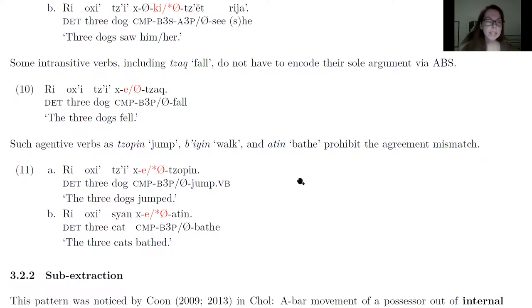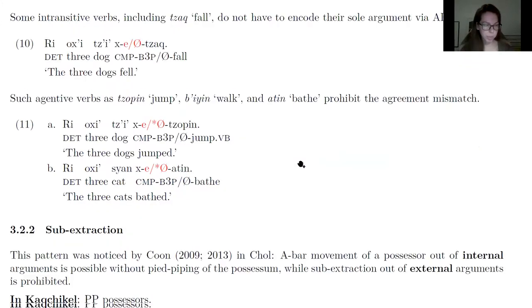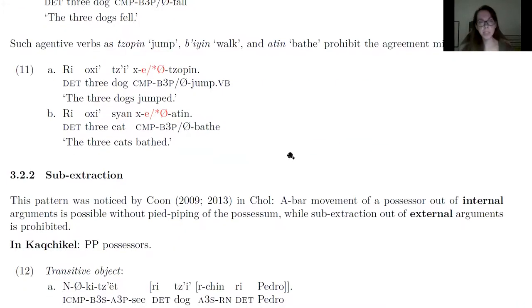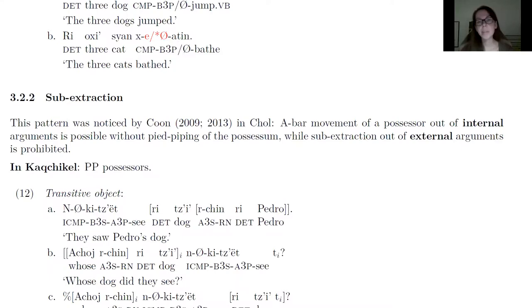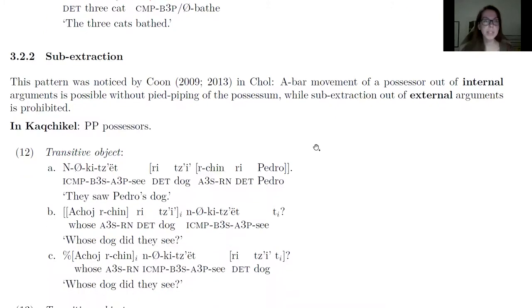And the second test that we want to use to add some additional support here is the subextraction diagnostic. This pattern was noticed by Kuhn, for example, for Chol, which is yet another Mayan language. And the idea is that A-bar movement of a possessor out of internal arguments is possible without pied-piping, but subextraction out of external arguments is prohibited. So you can see examples in 12.